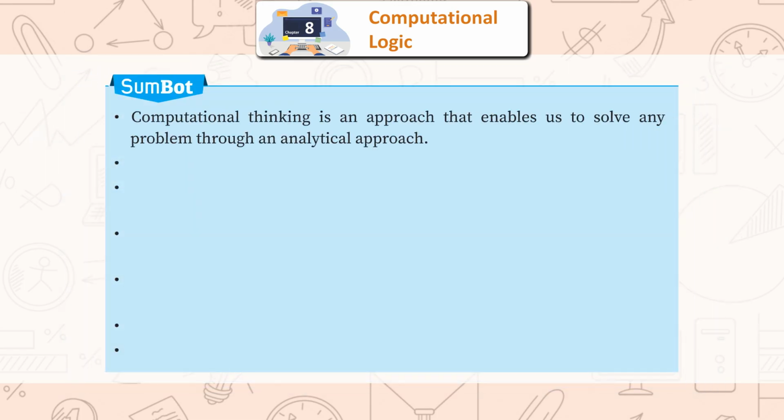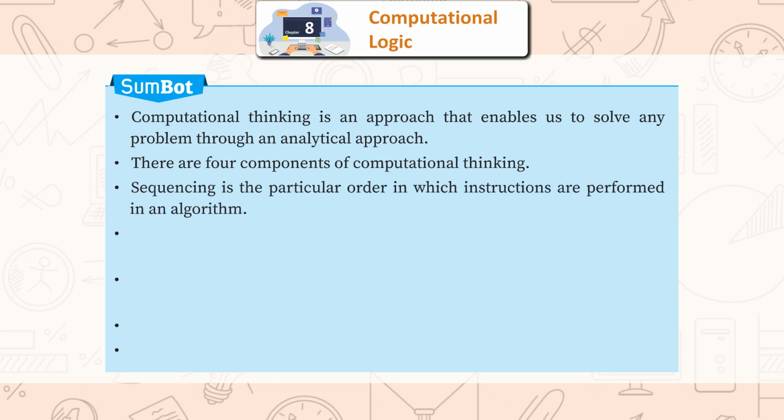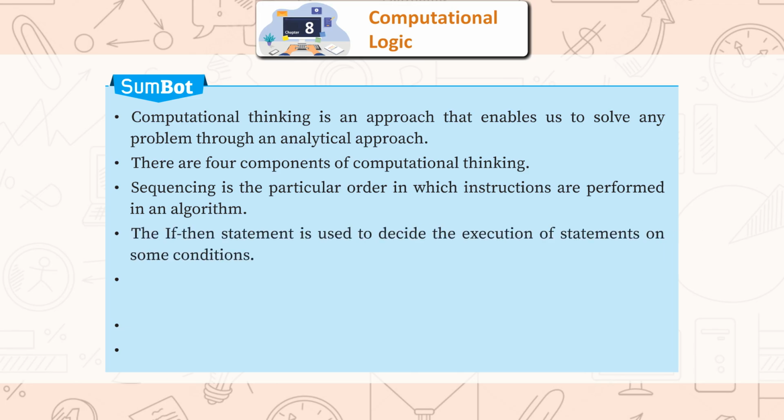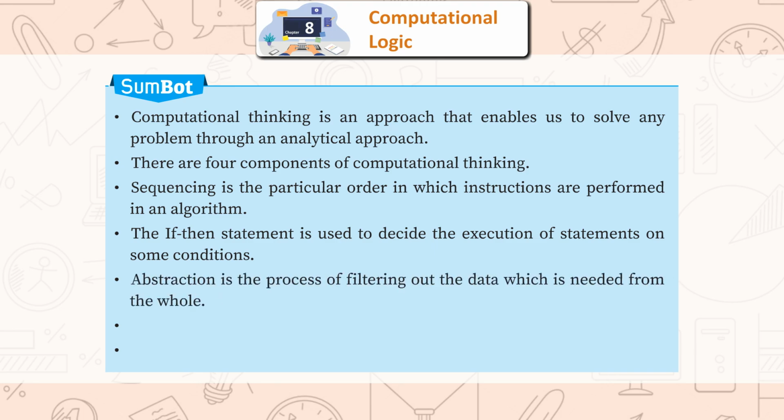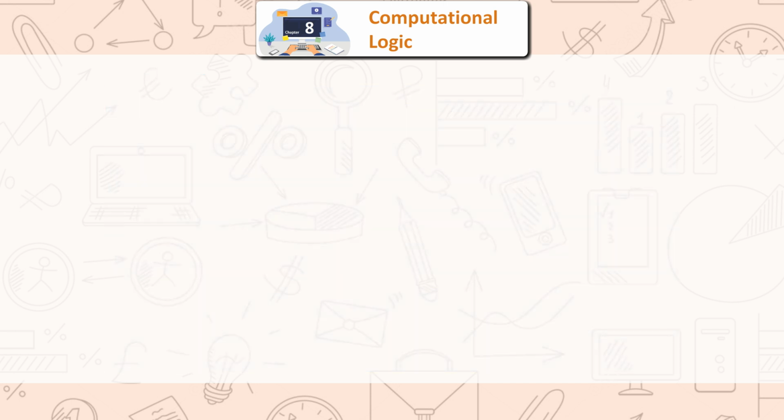SumBot. Computational thinking is an approach that enables us to solve any problem through an analytical approach. There are 4 components of computational thinking. Sequencing is the particular order in which instructions are performed in an algorithm. The if-then statement is used to decide the execution of statements on some conditions. Abstraction is the process of filtering out the data which is needed from the whole. Debugging is the process of detecting and removing the bugs, errors. After debugging, the algorithm works correctly.